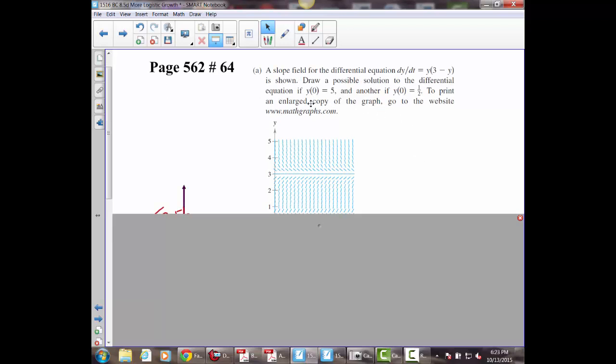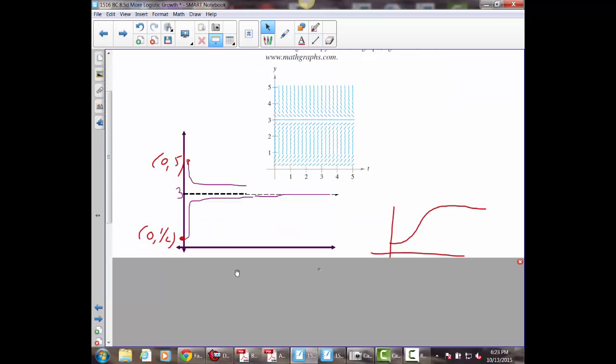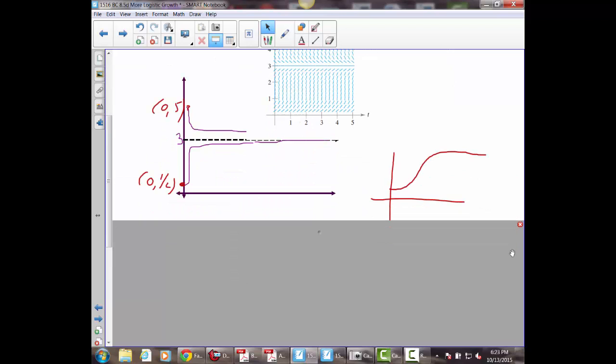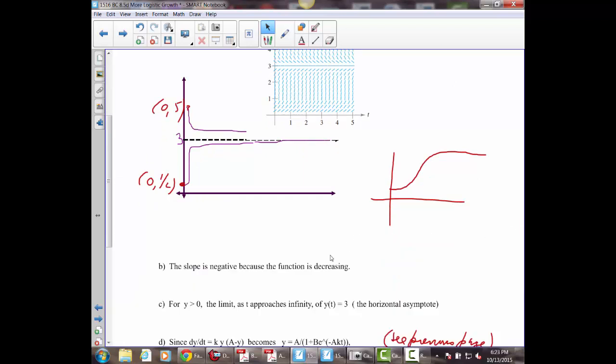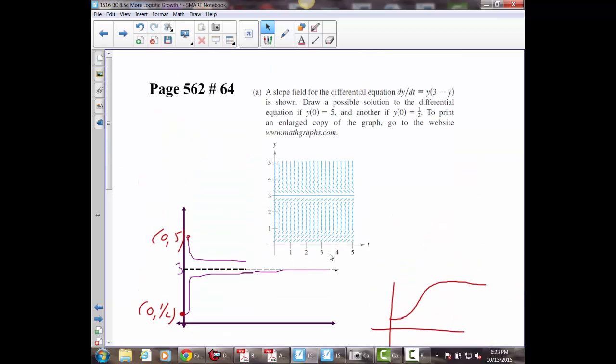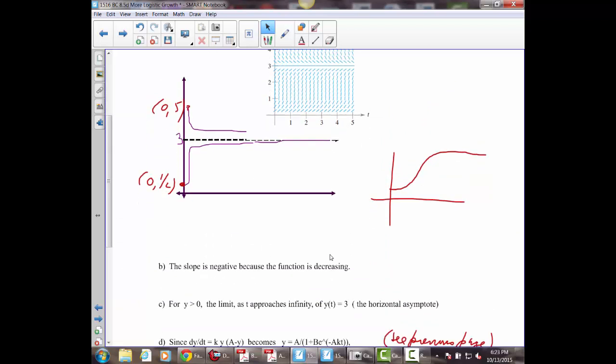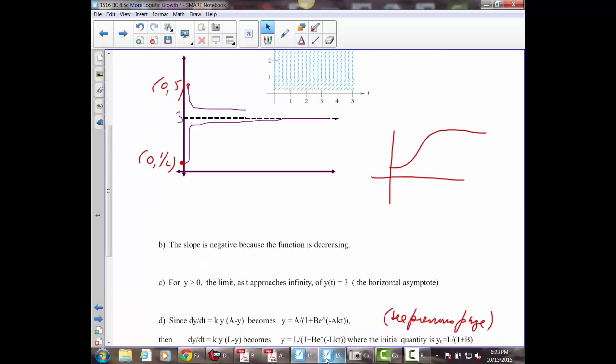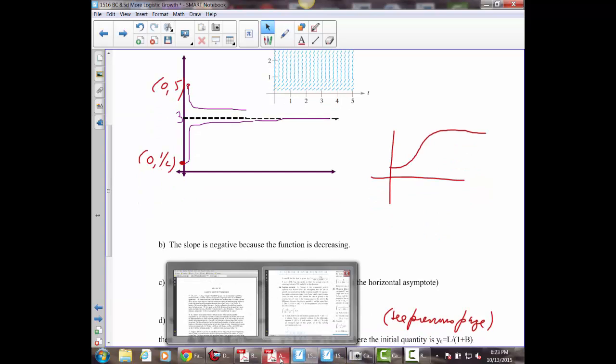Draw a possible solution to the differential equation if y of 0 equals 5 and another if y of 0 equals a half. So here's y of 0 equals a half right here, and you can see it has that shape to it. Y of 0 equals 5, it'll come down in this way right here. So, not a very exciting question. The second question is, let me actually go back to the actual question.